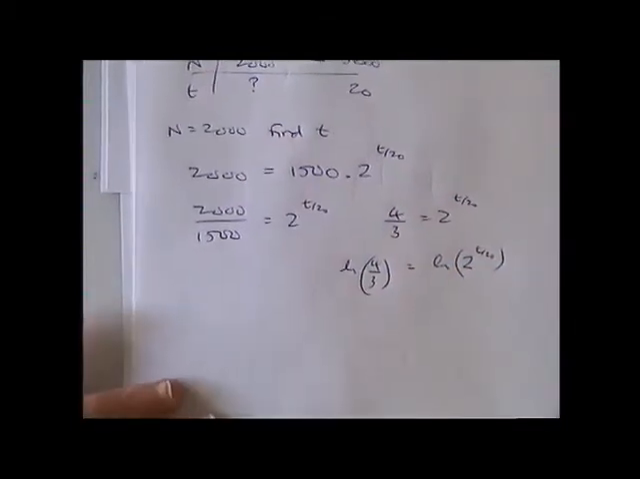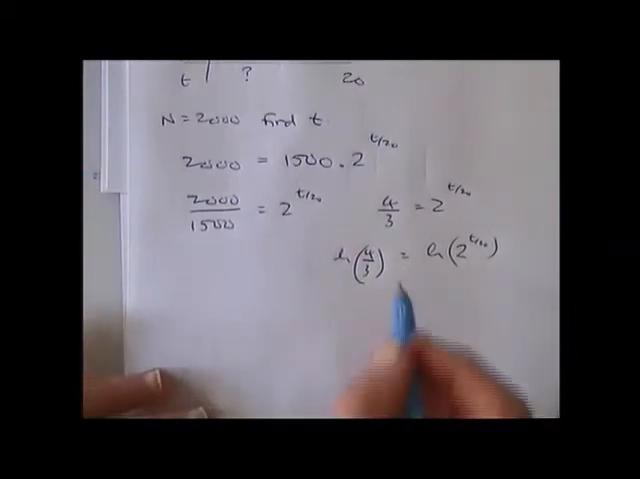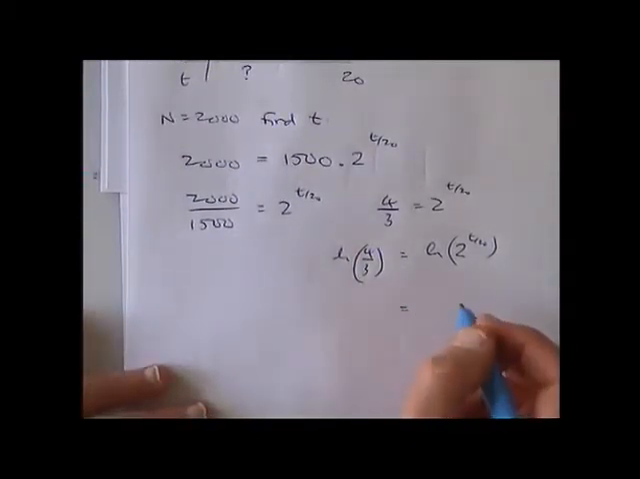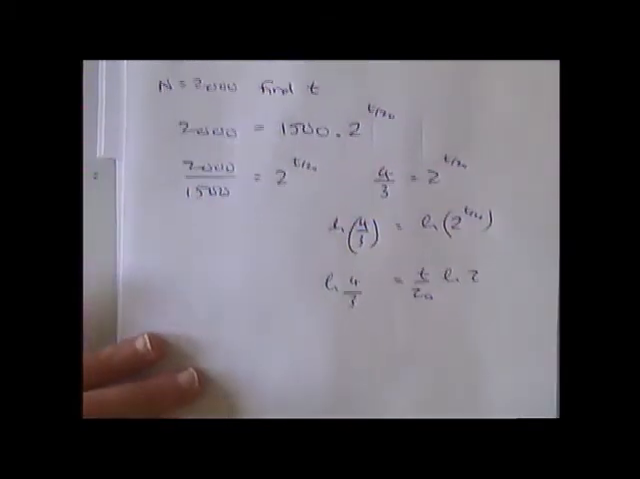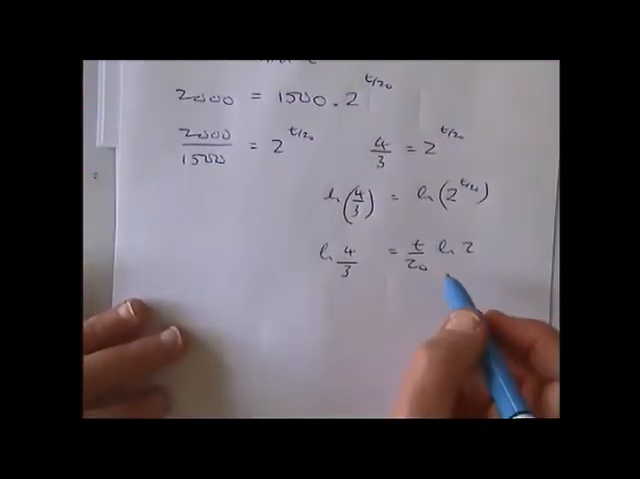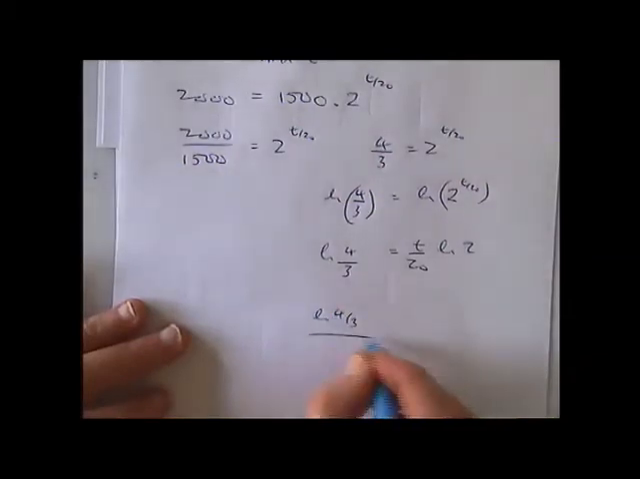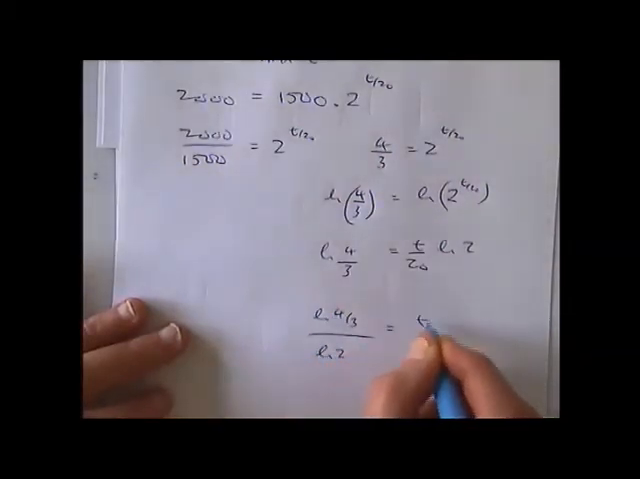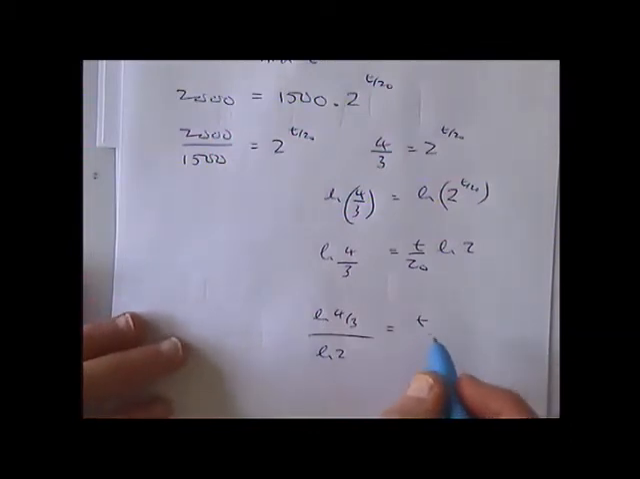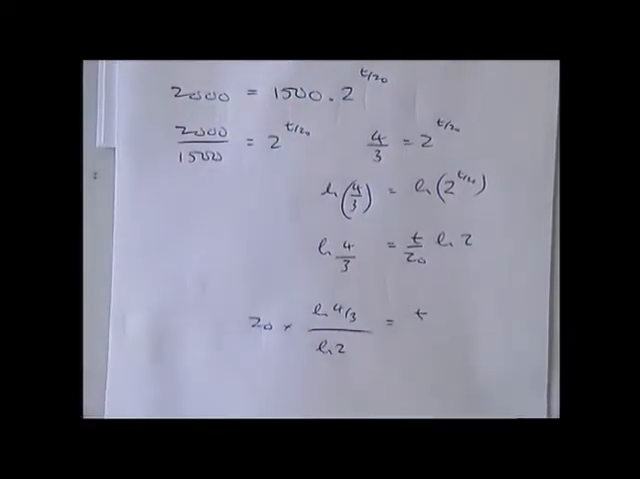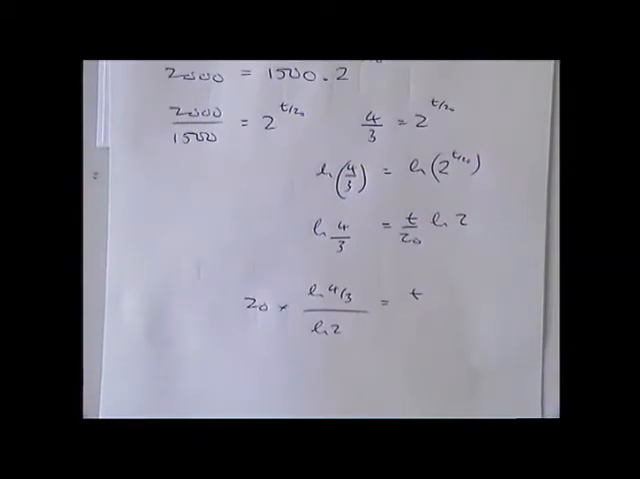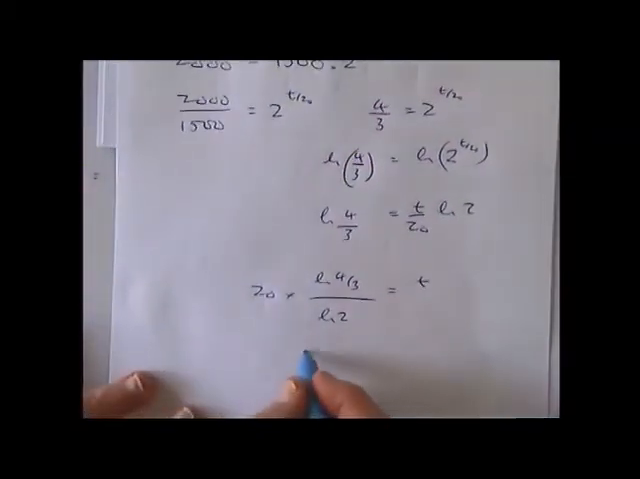And why have I done that? Because what can I now do on the right hand side? t over 20 comes down to the front. That's correct. So if I now move that log of 2, so it's dividing on the left, I will get t over 20. So if I take the 20 that's dividing by the t over here and multiply, I will get my t value. So it's calculator time, plugging it in, seeing what we get for t.